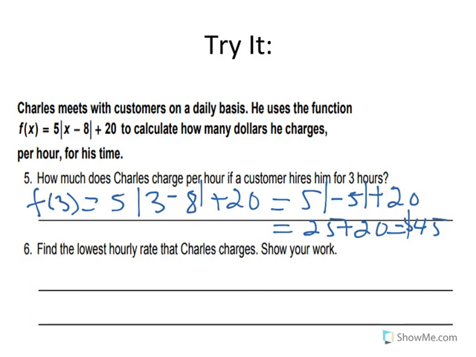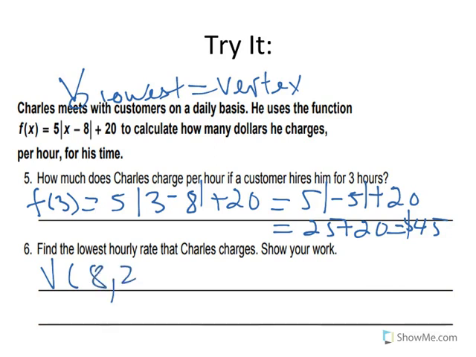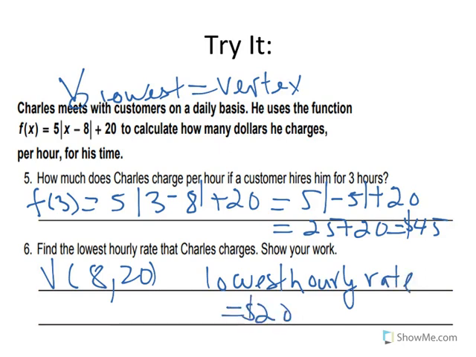Number 6, find the lowest hourly charge Charlie charges. Show your work. Well, this is an absolute value, so the graph is a V shape. We see that this is your lowest point, and it happens to be your vertex. So the vertex for this is 8, 20. Then the lowest hourly rate is equal to $20.